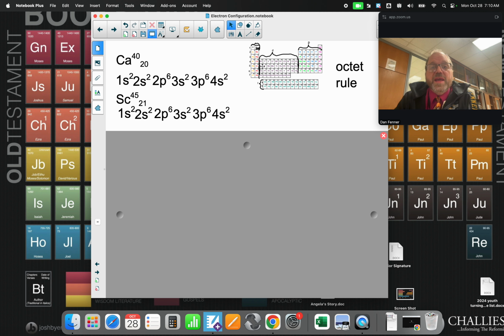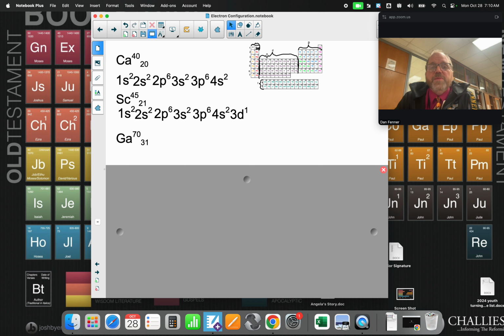The orbital's d, and scandium is the first one, so it's 3d1. And we count them up, 2, 4, 10, 12, 18, 20, 21. We got them all there. That's good to go. All right, let's do gallium. Gallium's just on the other side of that d orbital, starting the p's.